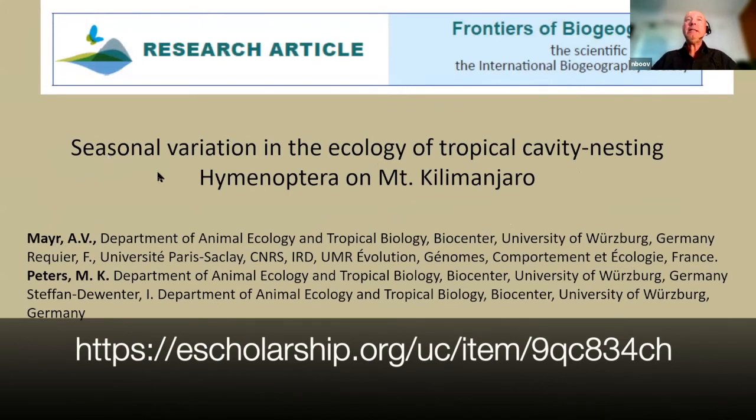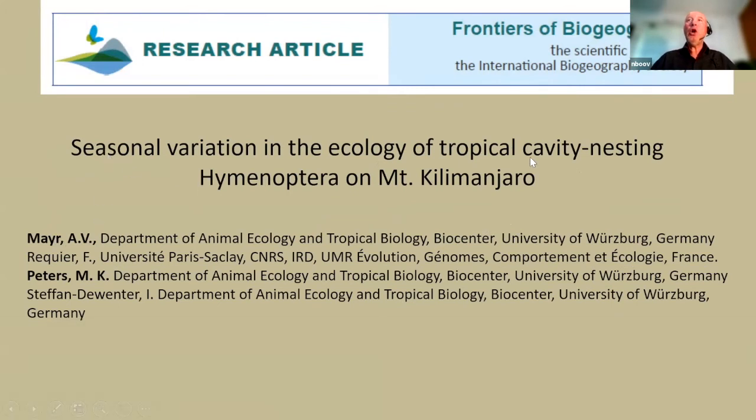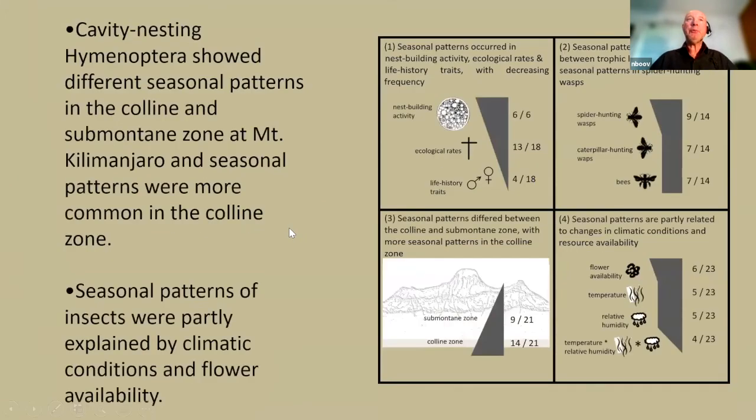Then we have a paper from Peter's group, and Meyer is the first author. They look at seasonal variation in the ecology of tropical cave-nesting Hymenoptera at Kilimanjaro. The cave-nesting Hymenoptera show different seasonal patterns in the colline, that's the lowland, and the submontane zone. And the seasonal pattern in the lowland of these insects was partly explained by climatic conditions, which again control the flora.